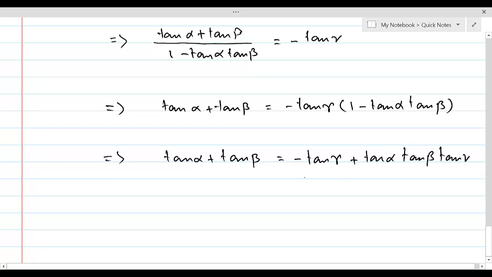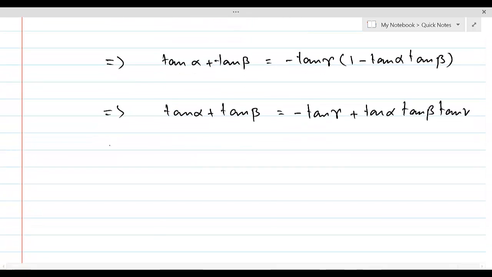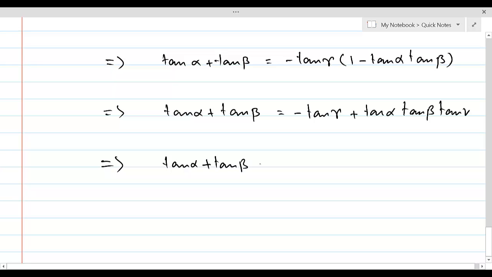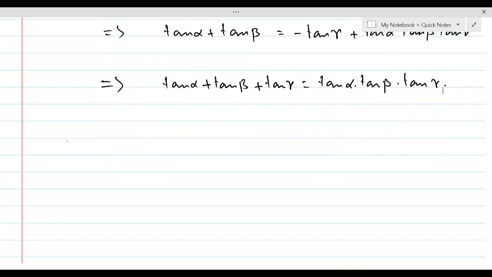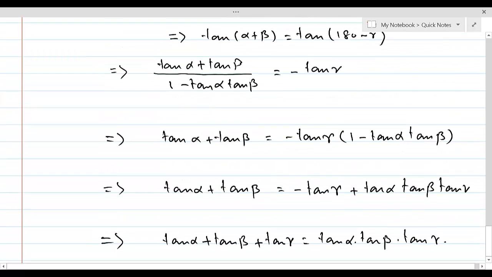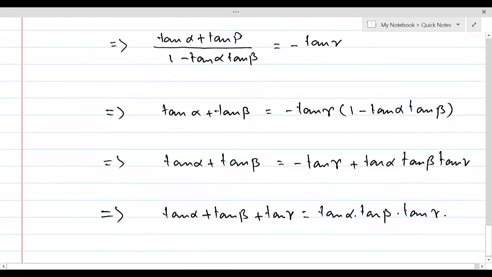And if we bring minus tan gamma from the right side to the left side, we have tan alpha plus tan beta plus tan gamma equal to tan alpha into tan beta into tan gamma. And this is exactly what we wanted to prove. So this was number 4 and now number 5.